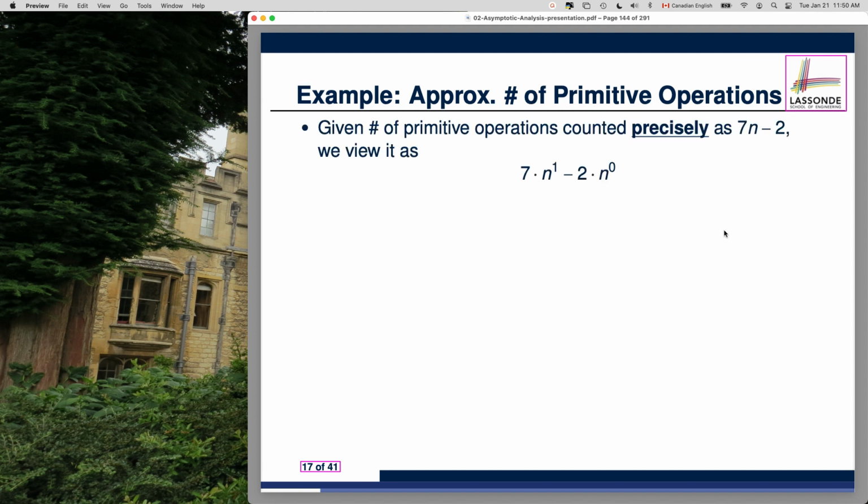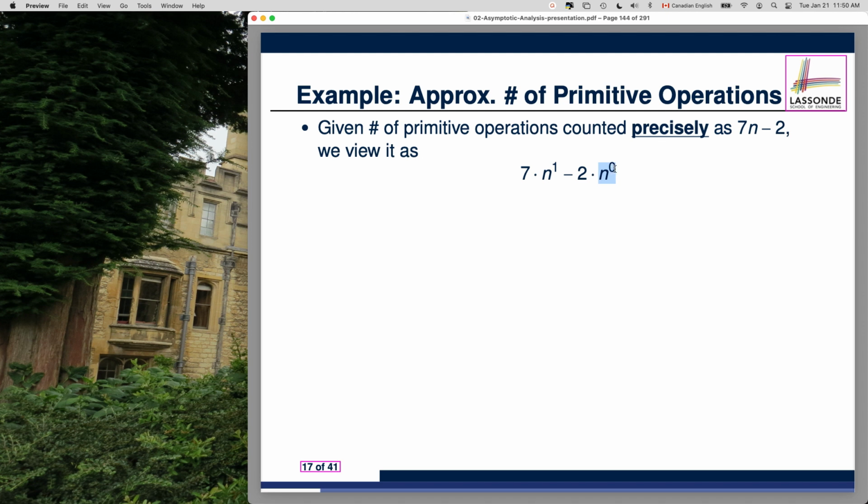Okay. So let's say we got 7n minus 2. Let me go over a little bit of bullet points, and then we'll do one exercise together. Let's say we got 7n minus 2, define max. And the way to really see that is like this, just to make sure you're comfortable with it. n here is like n to the power of 1, right? And 2 here is like 2 times 1. And 1 itself is n to the power of 0.